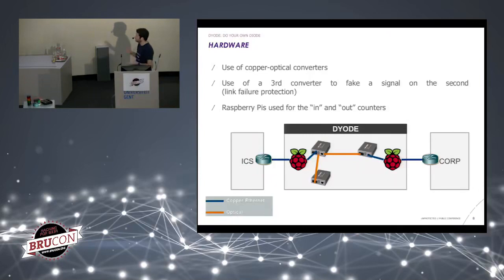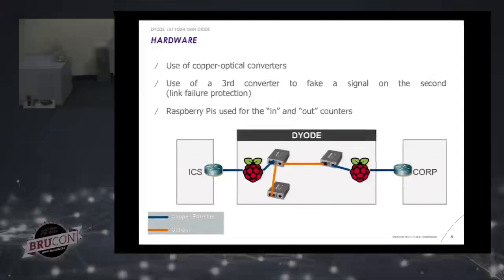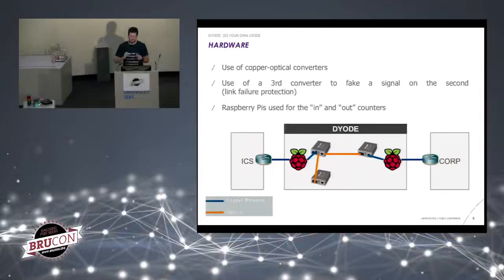However, we ran into a little problem. The first copper optical converter does not want to send data because it thinks the link is down. So we actually use a third one, plugged to nothing on the Ethernet side, just to make the first one believe that the link is up. That's kind of a trick. Another way of doing it is using an optical cable that has a loop, but it's actually more expensive to buy this kind of cable than just to buy another converter.